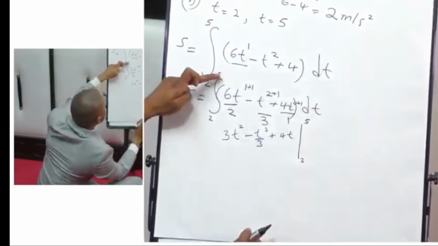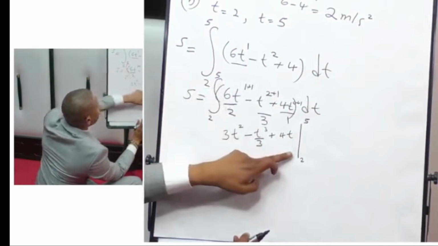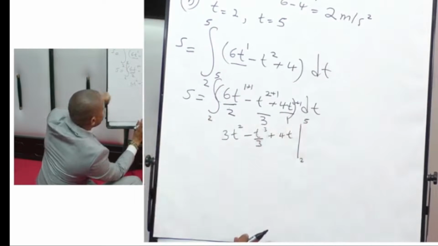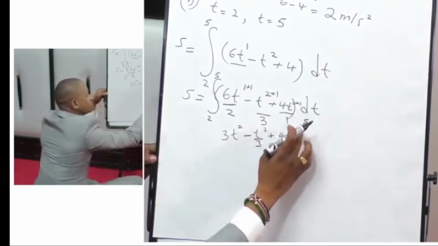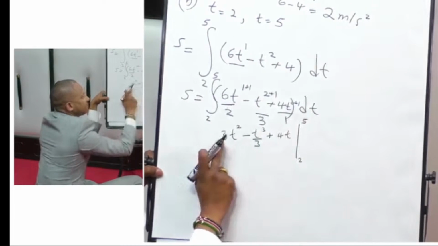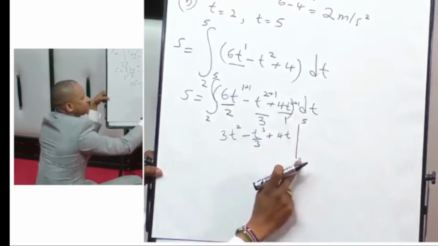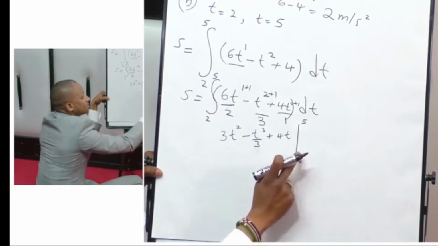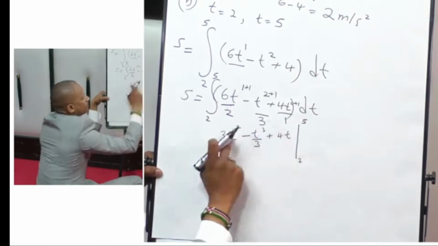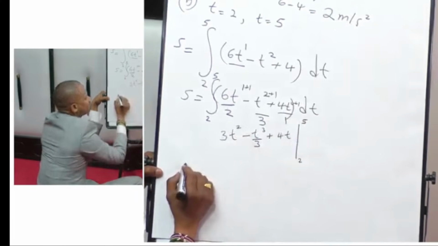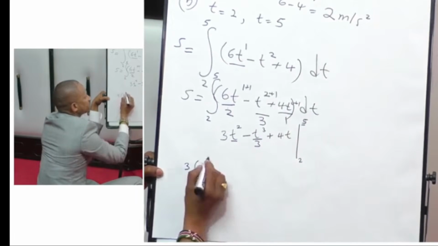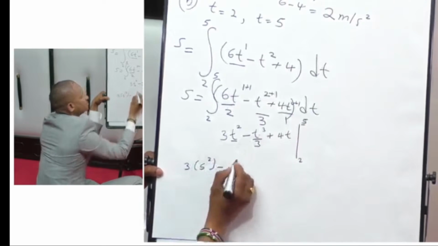Remember, I've now dissolved this integral sign. The limits are between 2 and 5. So I want the distance between this and this. Where there is t, I put 5. I calculate this, then I subtract the values for t equals 2. So you start with 5. You say 3, and the first value is 5, so it is 5 squared minus, this t is 5.